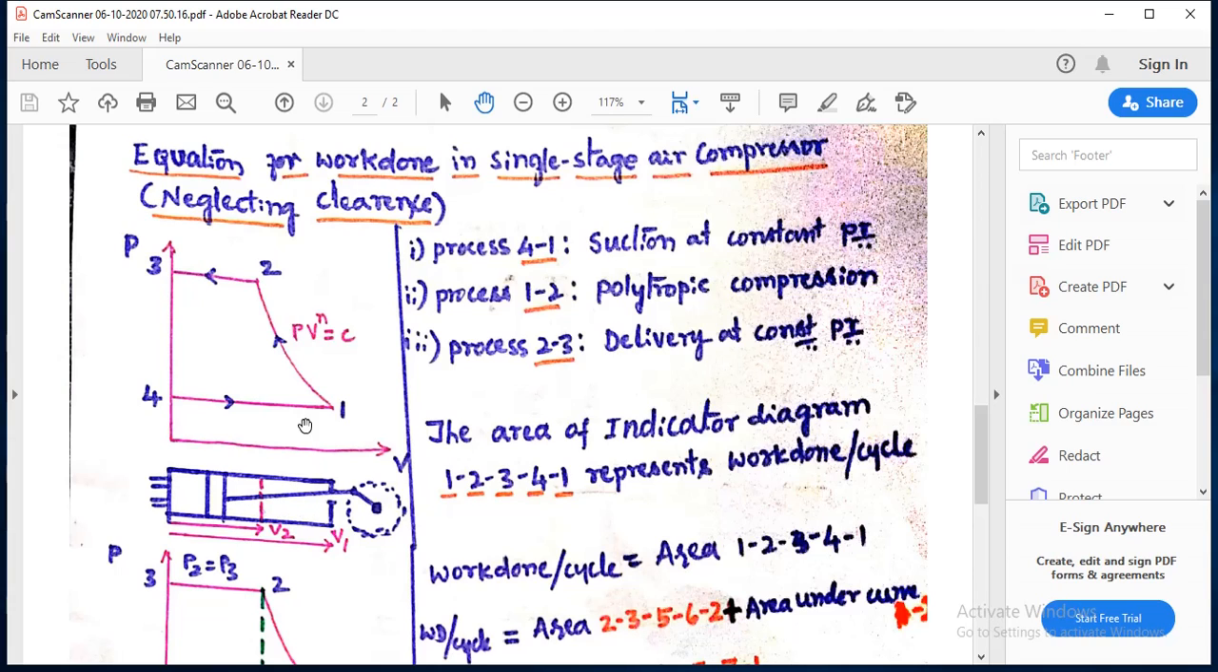When the pressure inside the cylinder increases more than the pressure outside the delivery valve, the delivery valve will be opened. See here, this 1-2 process indicates the compression stroke inside the cylinder. The compression takes place polytropically. Polytropic means PV to the power of n is equal to constant.